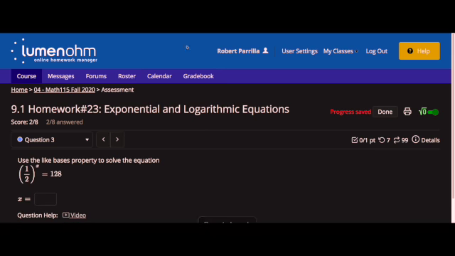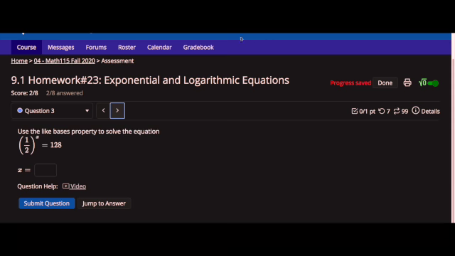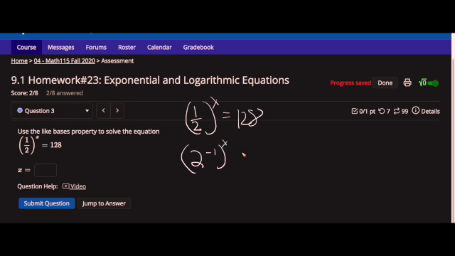Okay, now we've again got the like bases property. The only problem now is that it's a fraction. But again, you're being told that 1/2 can be raised to some power in such a way that you're actually going to, at some point, achieve 128. So that's the only real problem you have again. 2 to the negative 1 power. We have to rewrite that, by the way.